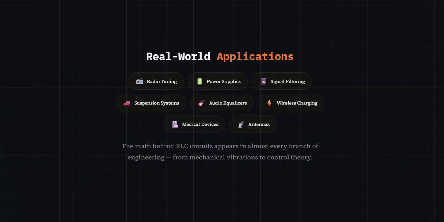RLC circuit behavior shows up everywhere. Radio tuning, power supplies, signal filtering, car suspension systems, audio equalizers, wireless charging, medical devices, and antennas. The math behind these circuits appears in virtually every branch of engineering.